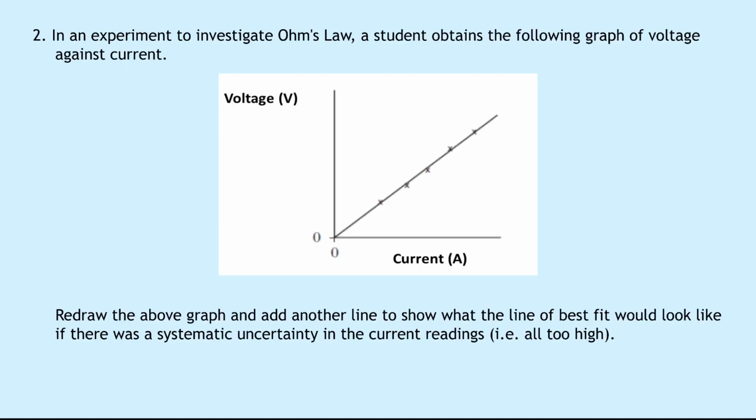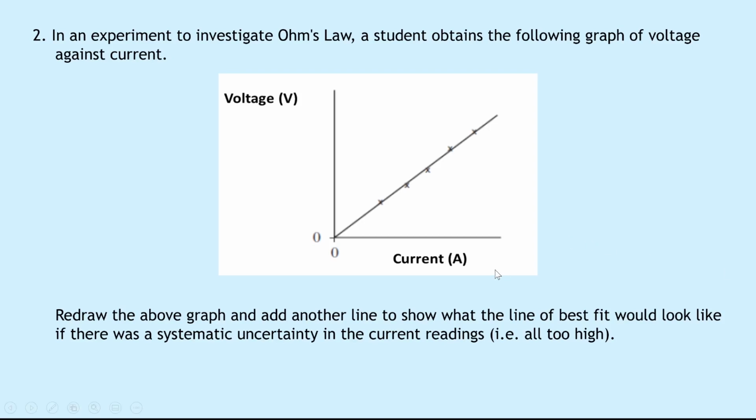So in question 2, this is what this question is concerned about. In an experiment to investigate Ohm's law, a student obtains the following graph of voltage against current. So you should expect to get a straight line through the origin. So we've got voltage on the y-axis and current on the x-axis, and it says to redraw the above graph and add another line to show what the line of best fit would look like if there was a systematic uncertainty in the current readings, i.e. they were all too high.